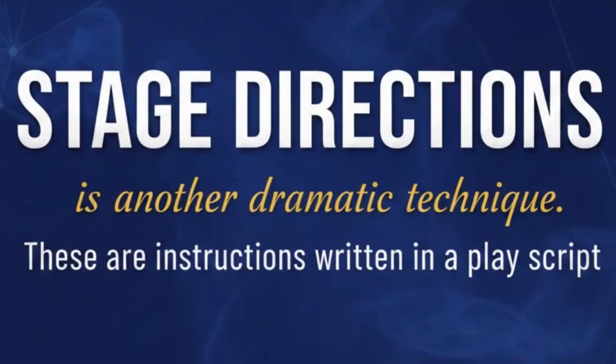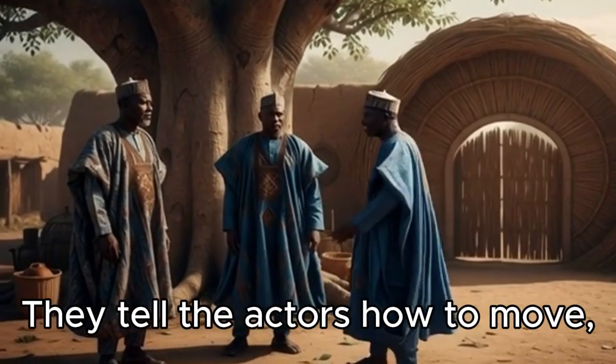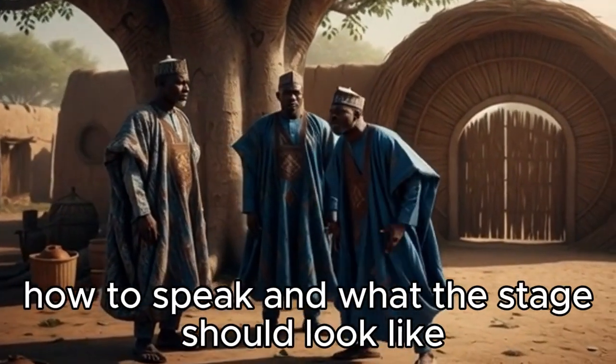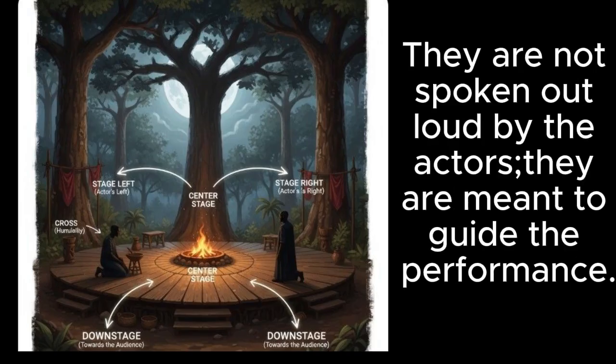Stage directions is another dramatic technique. These are instructions written in a play script. They tell the actors how to move, how to speak, and what the stage should look like. These directions are usually written in italics or put in brackets. They are not spoken out loud by the actors. They are meant to guide the performance.